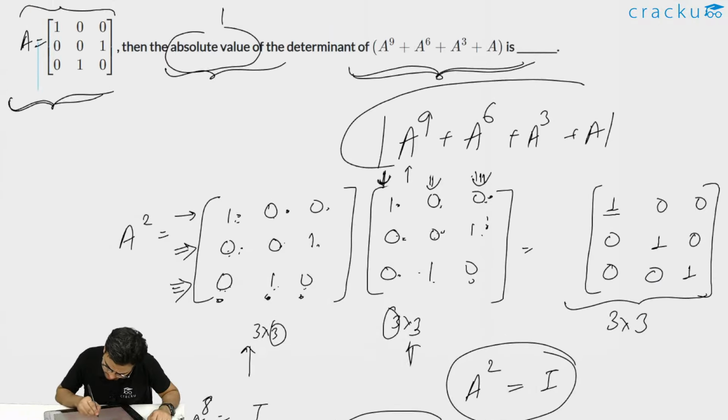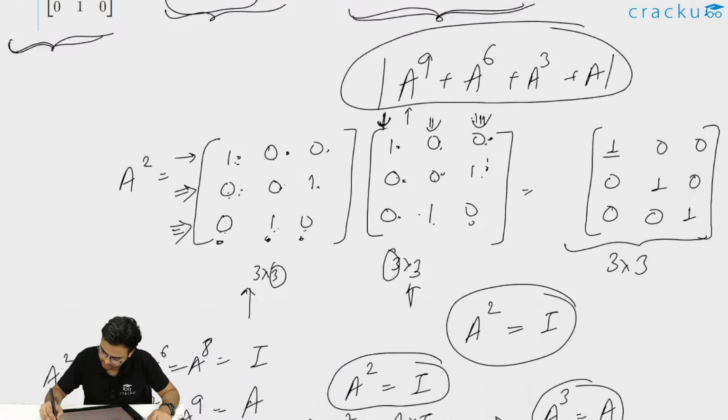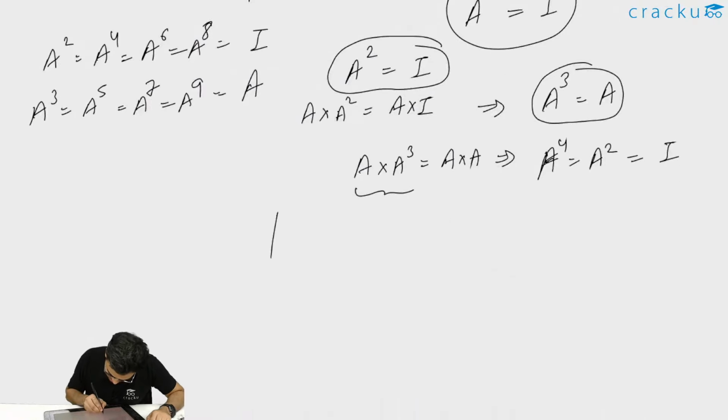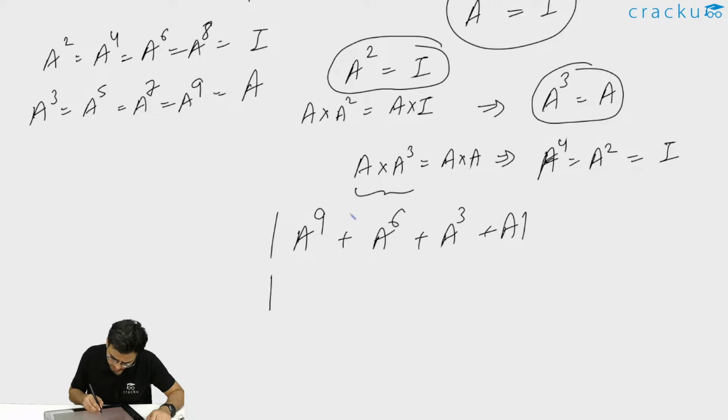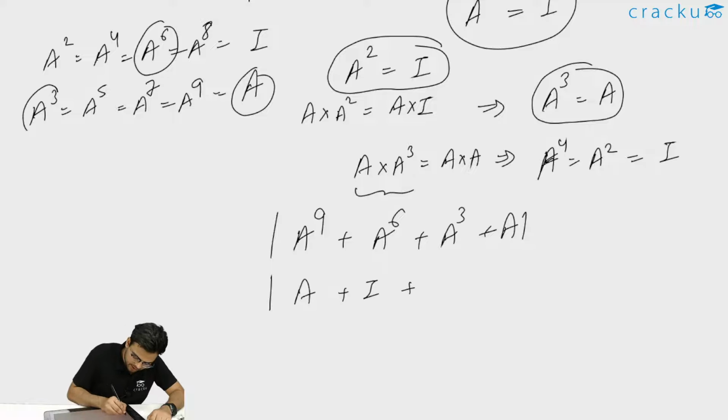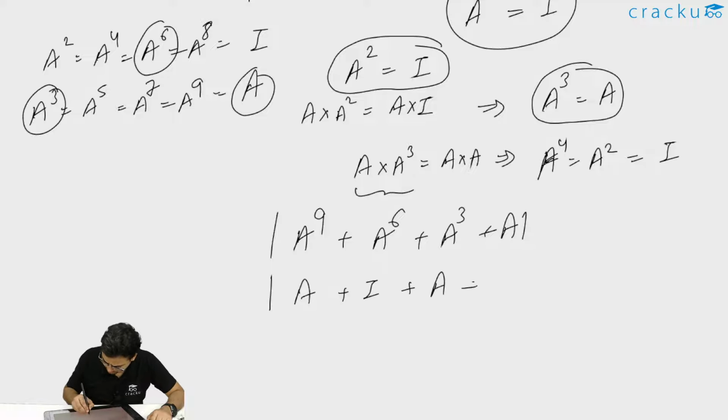We are asked about the determinant of A to the power 9, A to the power 6, A cube and A. The determinant of A to the power 9 plus A to the power 6 plus A cube plus A. First of all, what is A to the power 9? A to the power 9 is A. What is A to the power 6? A to the power 6 is I. A to the power 3 is A. And we have A. So we have to find the value of determinant of 3A plus I.